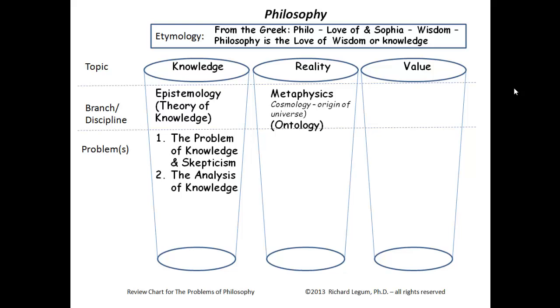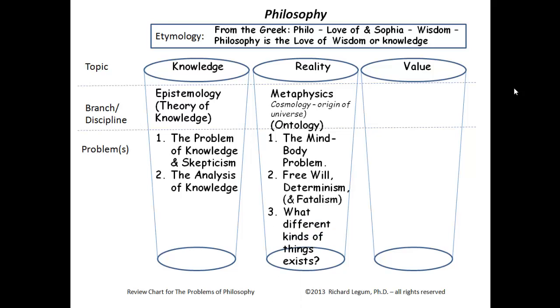But let's look at the problems of ontology, because that really tells us where philosophy is and what philosophers are worried about. And that is, we talked about the mind-body problem, free will, determinism, and fatalism. And the more general question about what different kinds of things exist, or what different kinds of things are real. And we'll talk more about this, because as you should be aware, after this we had detailed slides on particular problems to make sure we understood what the problems were.